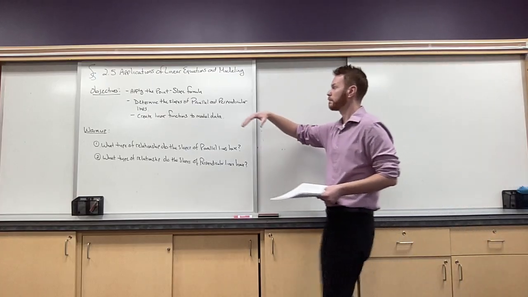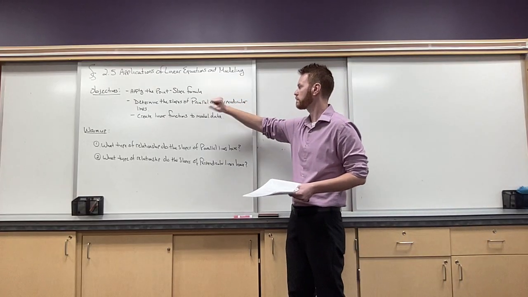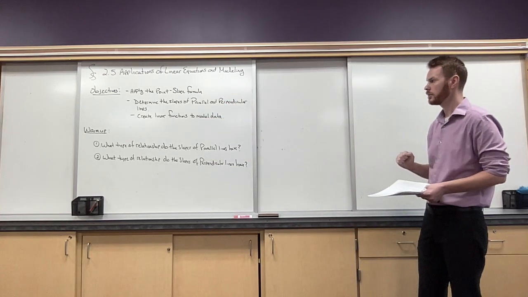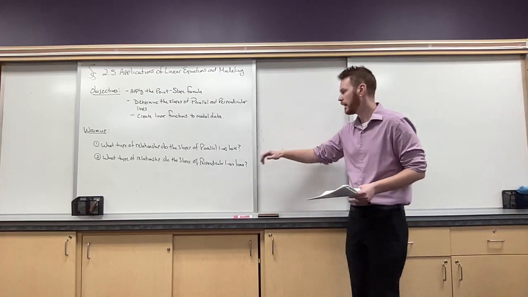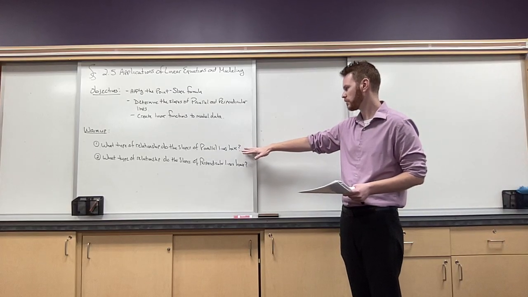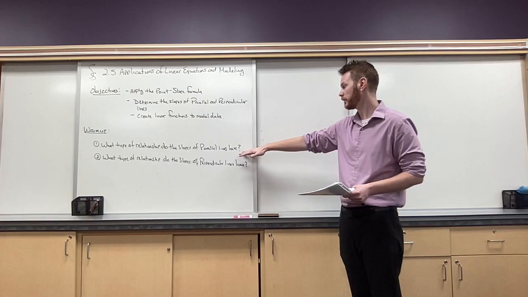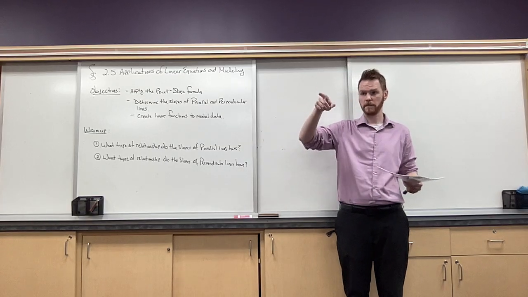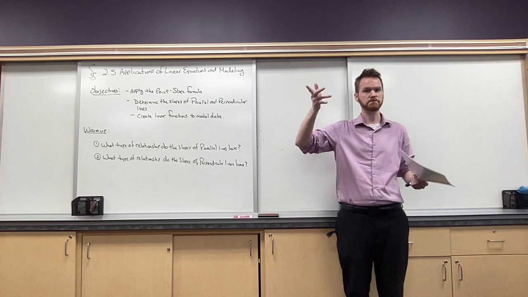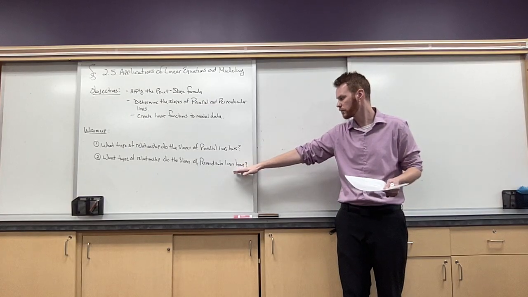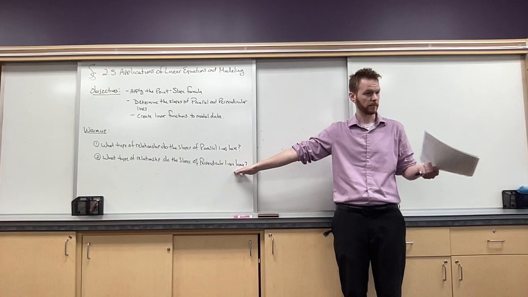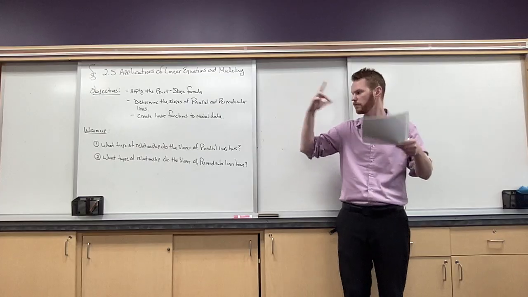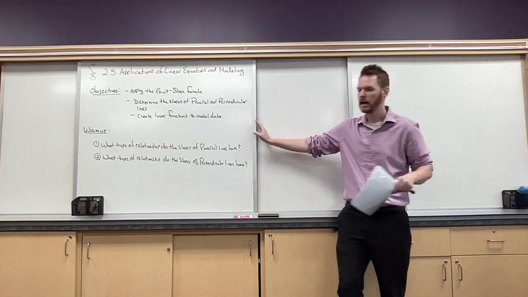So our objectives: apply point-slope formula, determine the slopes of parallel and perpendicular lines, and then create linear functions to model data. Okay? So just quick 2 questions for us. Who remembers from your Algebra 2 or Algebra 1 days, what type of relationship do slopes of parallel lines have? They're the same. Do we agree with that? Yeah. And then what type of relationship do slopes of perpendicular lines have? Opposite and reciprocal. Opposite means positive, negative. Reciprocal means you flip it. So we're going to encounter those in this lesson.